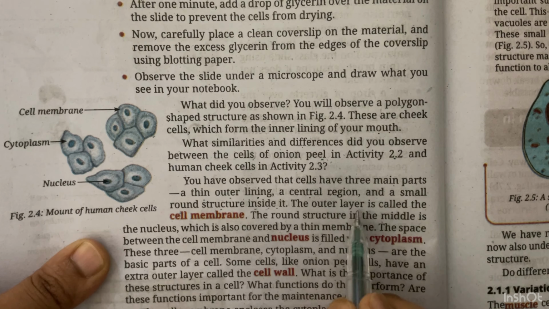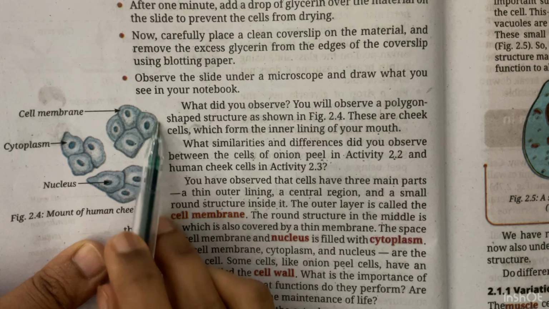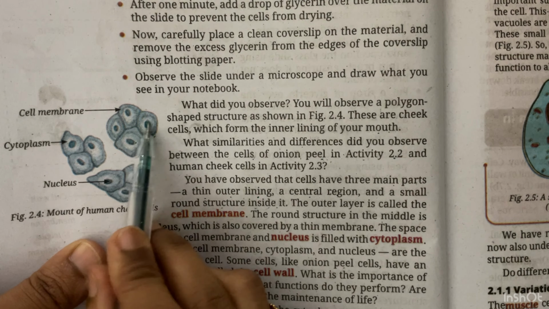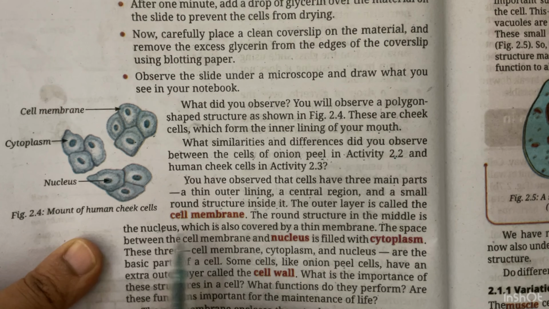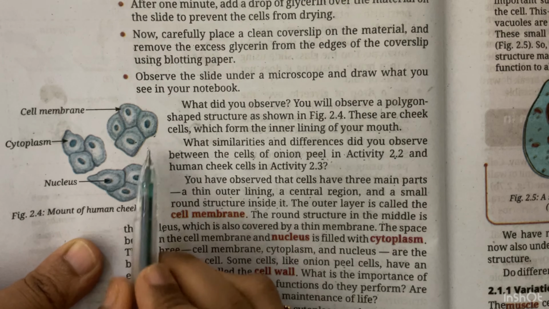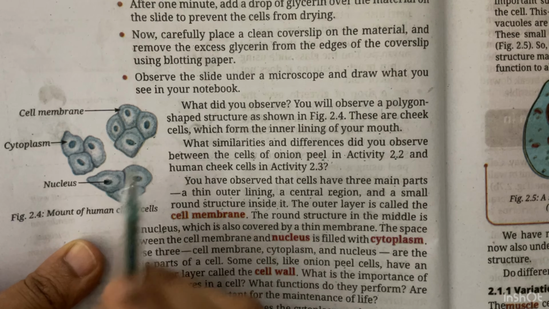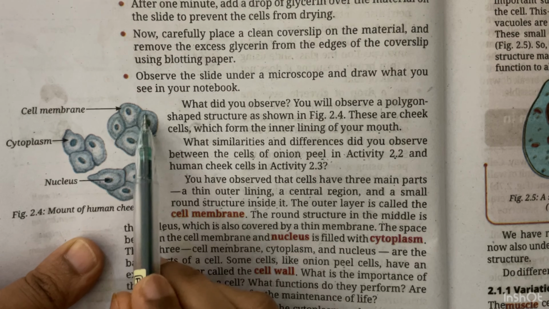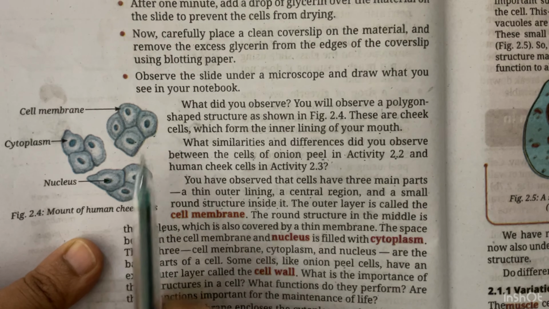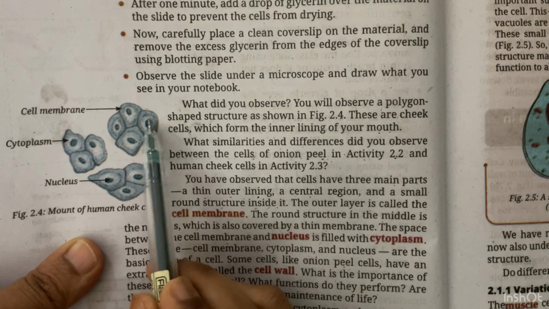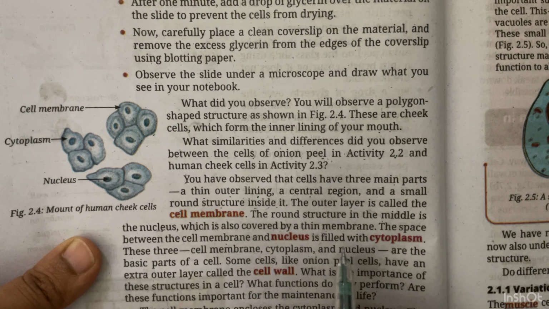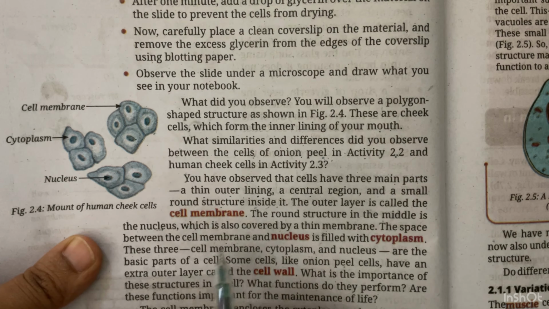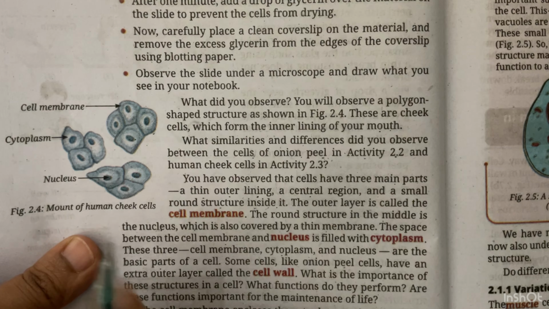Now, the outer layer we call the cell membrane. The round structure in the middle we call the nucleus, which is also covered by a thin membrane. The space between the cell membrane and the nucleus is completely filled with cytoplasm. So these three, the cell membrane, cytoplasm and nucleus, are the basic parts of the cell.